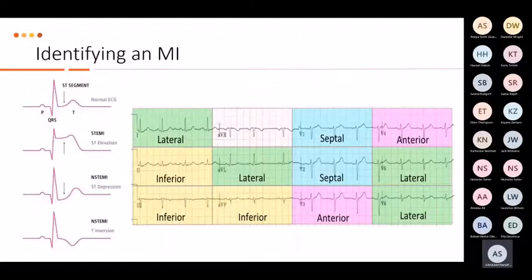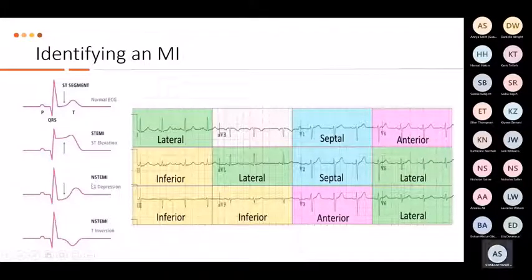Okay, so just to go through identifying an MI on an ECG. So this is what a normal ST segment looks like. So you can see this bit here is the key bit that we want. And if there's a bit of a flat line there, then it means it's not elevated. In a STEMI, this whole bit is coming up, and you can see it's from the end of the QRS complex, it's starting to form this kind of tombstone shape.